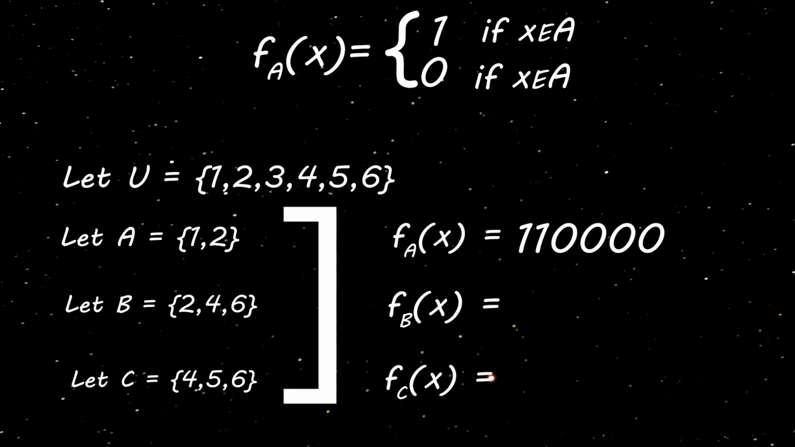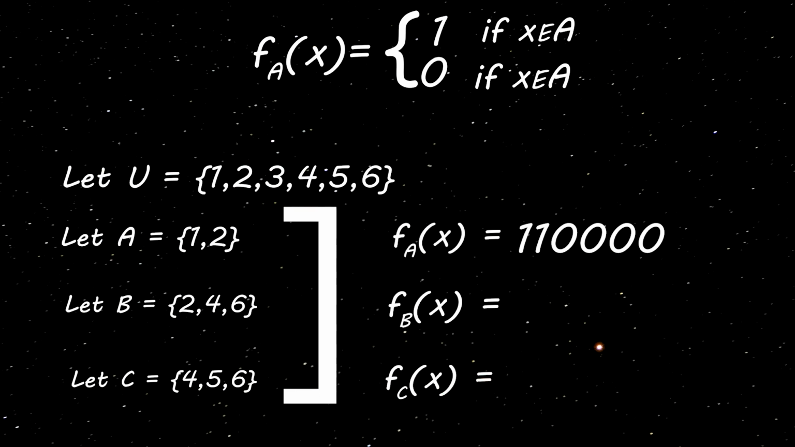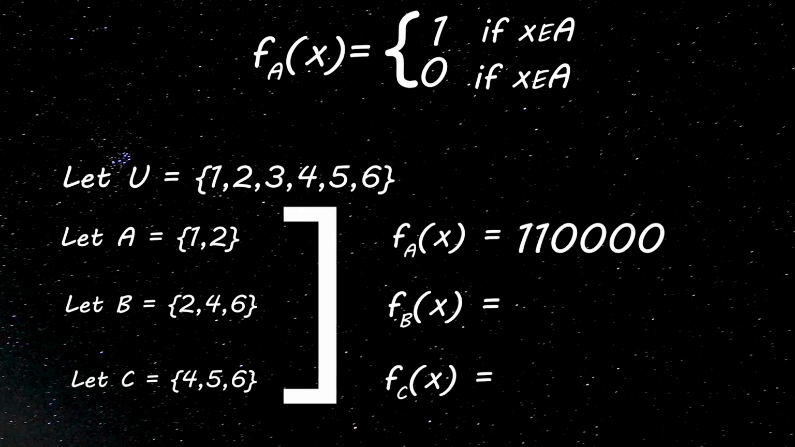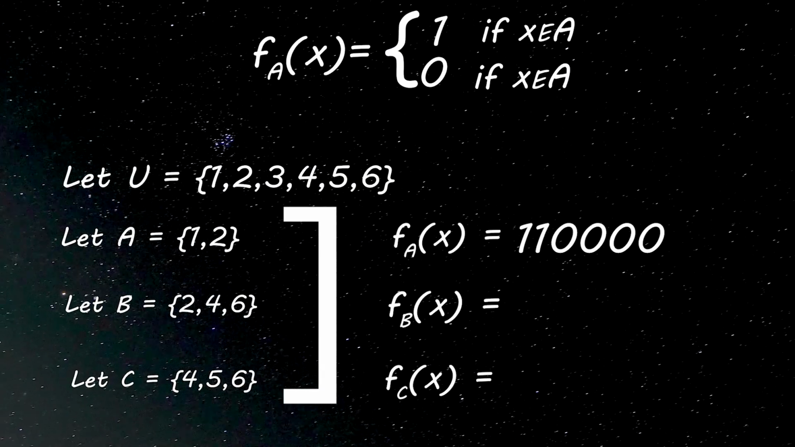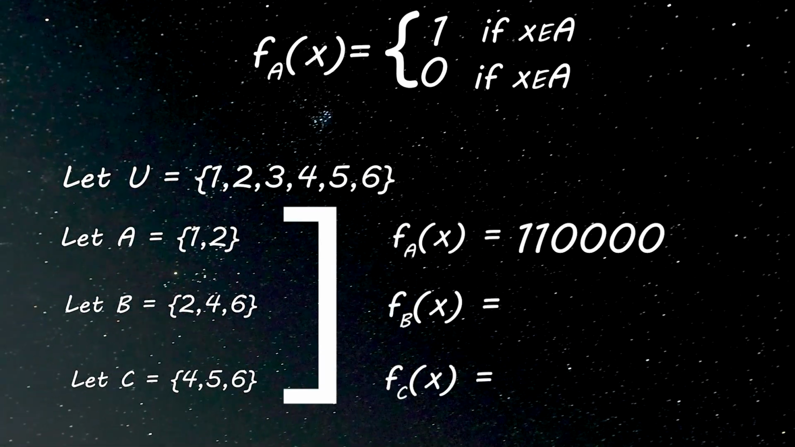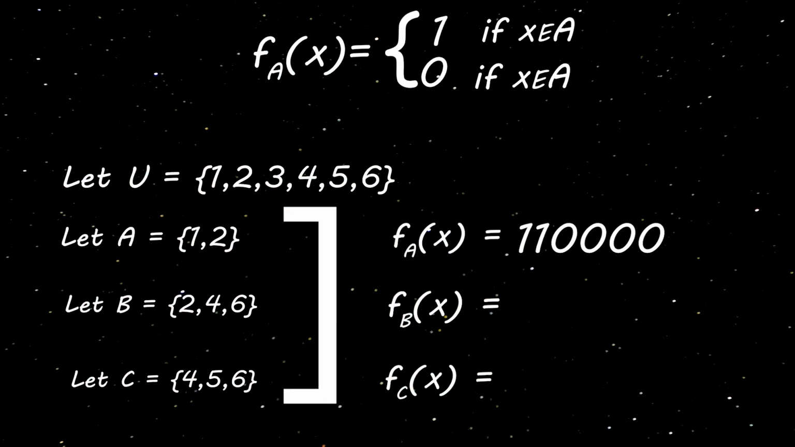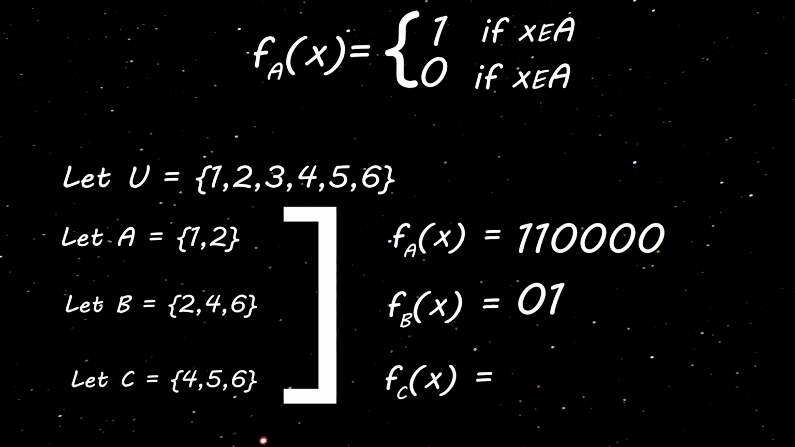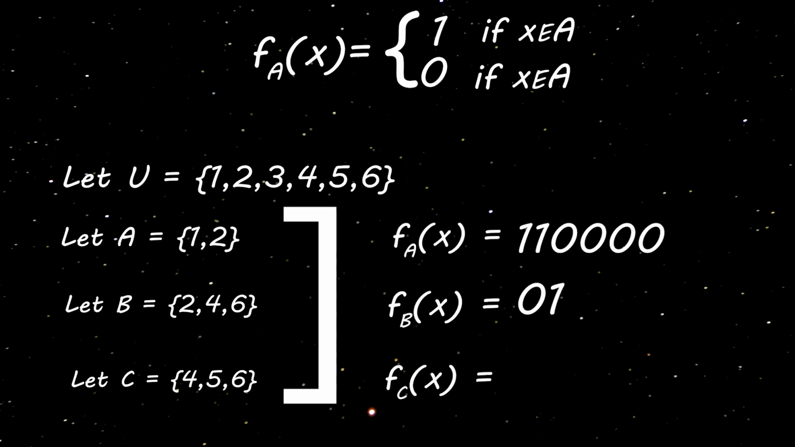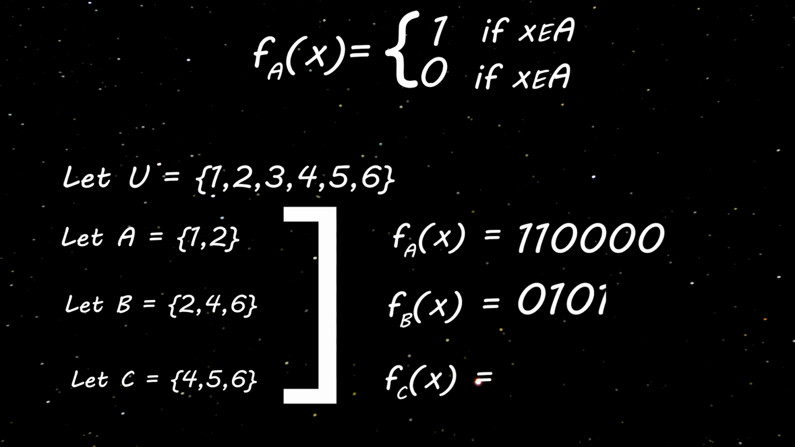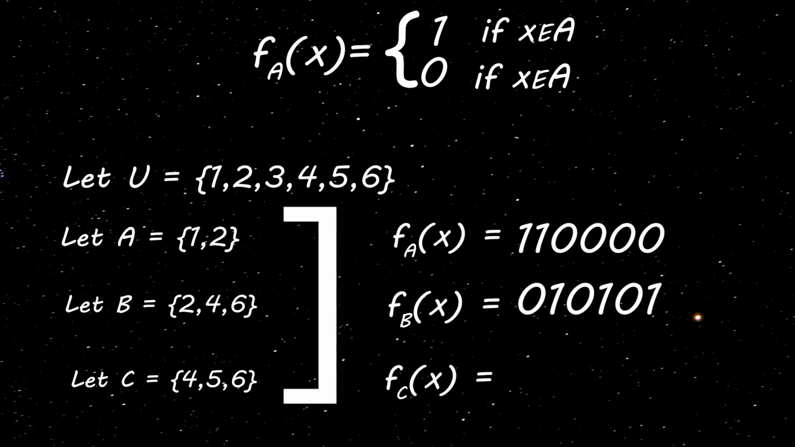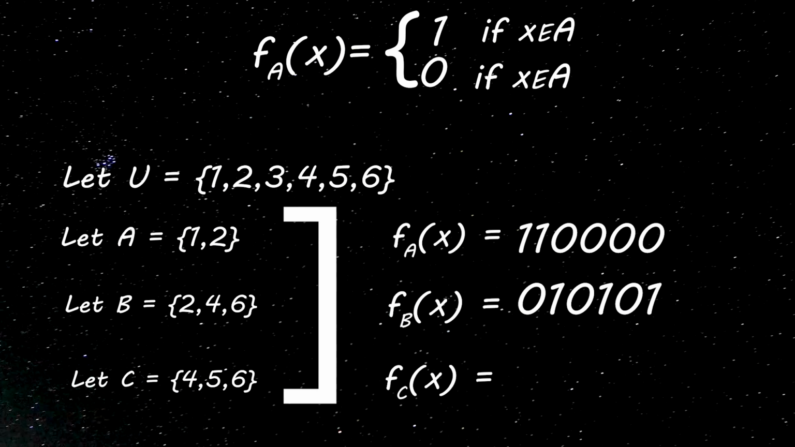We're taking the universal set U and basically giving it values of 0 and 1 depending on whether it shares common elements with the set of interest. So again, for the characteristic function of B, 1 is not in B, so that would be 0, 2 is in B, so that's 1, 3 is not in B, so therefore it's 0. 4 is in B, so that's 1. 5 is not in B, so that's 0. And 6 is in B, so it's 1. The last one is shown below.